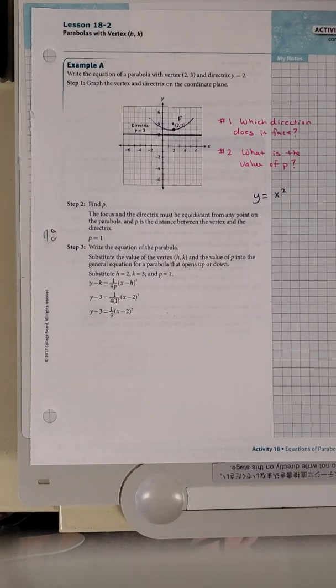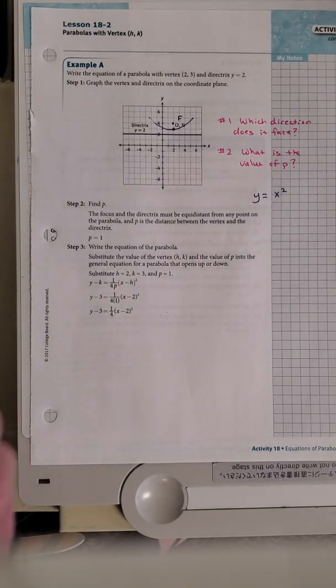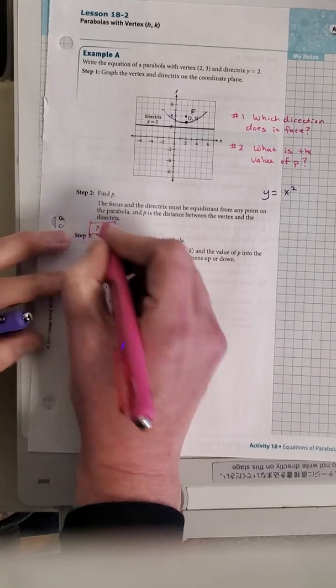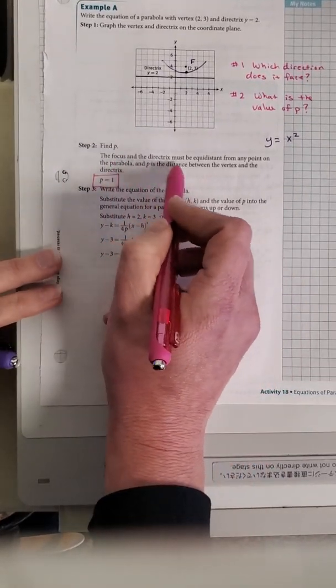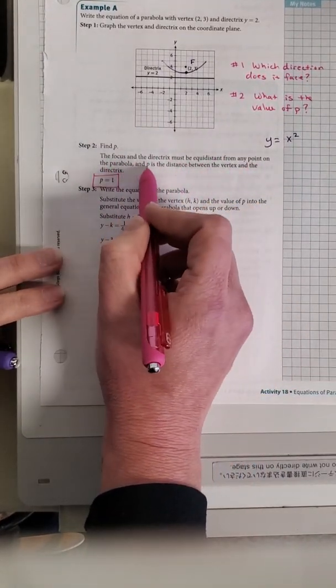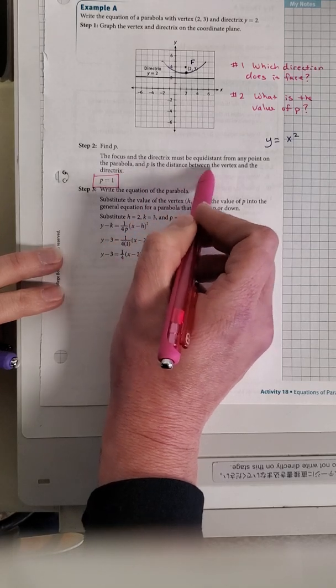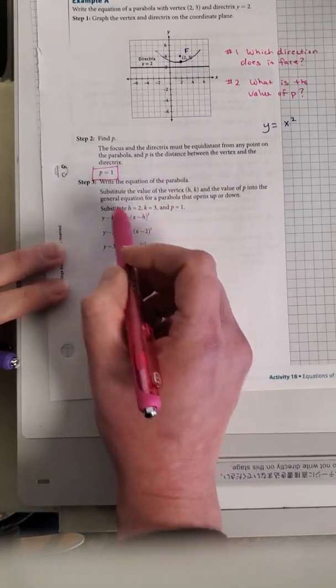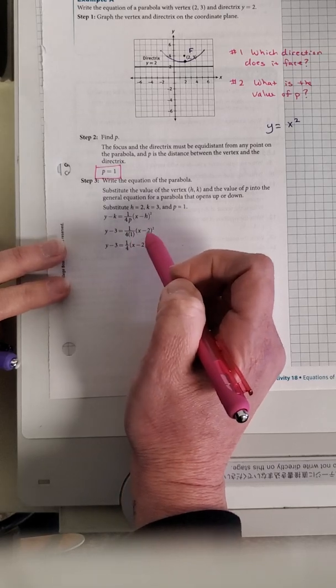Also, I know that p, they say determine the value of p. P is 1. They've already done it, right? P equals 1. And it says the focus and the directrix must be equidistant from any point on the parabola, and p is the distance between the vertex and the directrix. And so then it says to write the equation of the parabola.